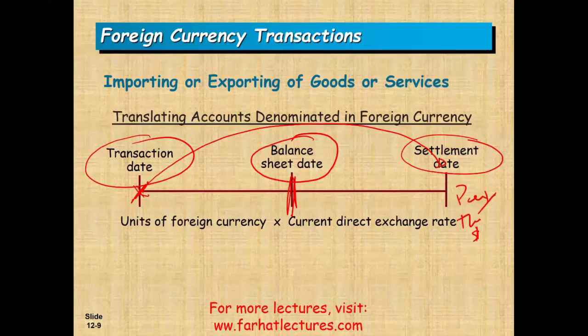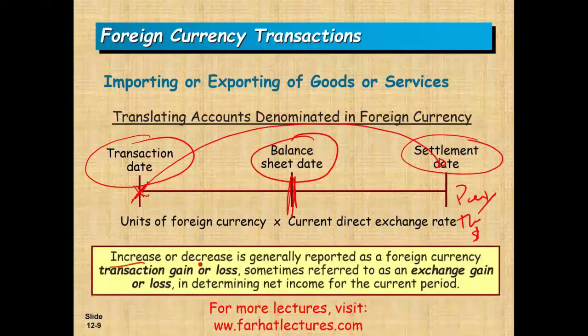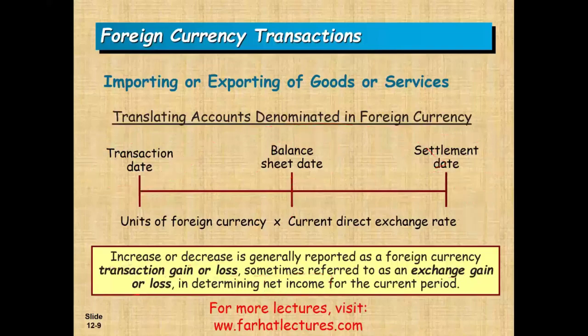So what you have to do on those dates, increases or decreases, is generally reported as a foreign currency transaction gain or loss, sometimes referred to as exchange gain or exchange loss. Know that it goes on the income statement. Any gains and losses in a foreign currency go on the income statement. This is important. In other words, they don't go on the balance sheet or other comprehensive income. They go on the income statement.